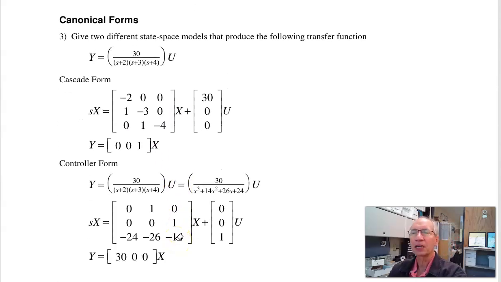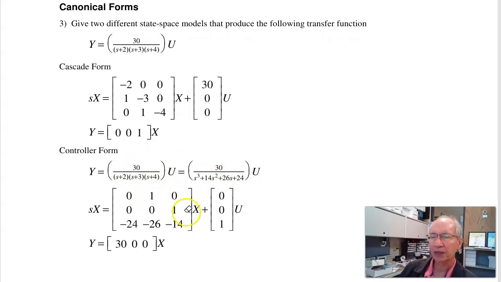Problem 3 looks at canonical forms. I have a third order system, represent that system two different ways. There's actually an infinite number of ways of doing it. Just pick two. If I did cascade form, I'd have three first order systems, s plus 2, s plus 3, s plus 4, feeding together. My output is the output of the third system. I could put it in controller form, multiply everything out, and in controller form, it's 1s on the off diagonals. Here's the denominator polynomial. Here's the numerator polynomial.